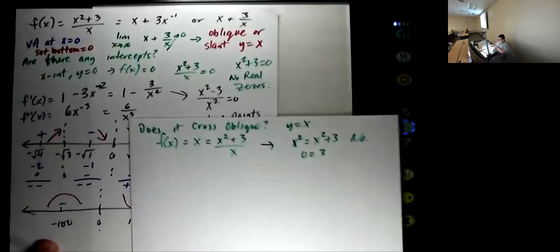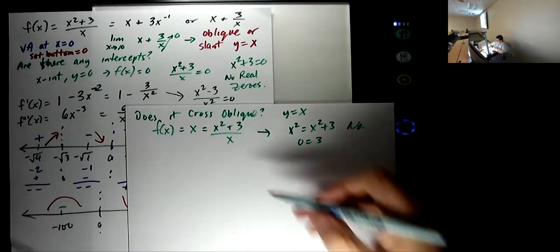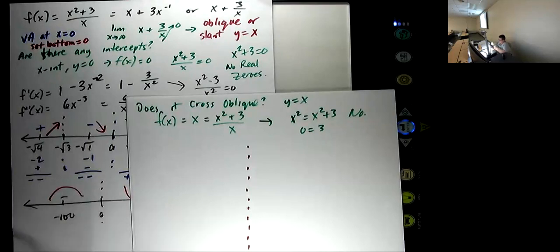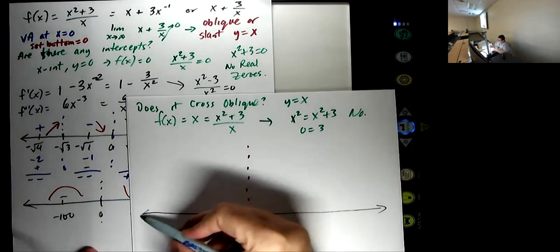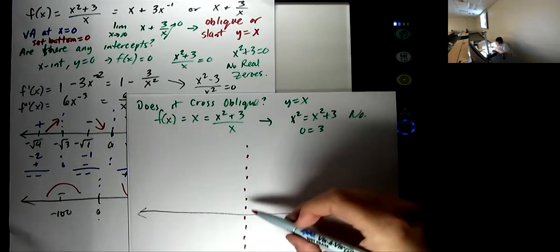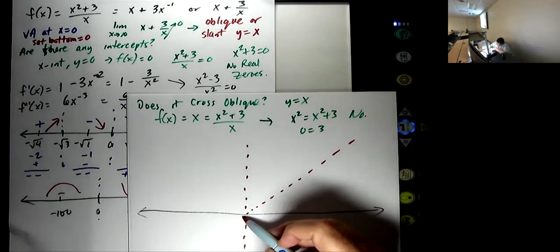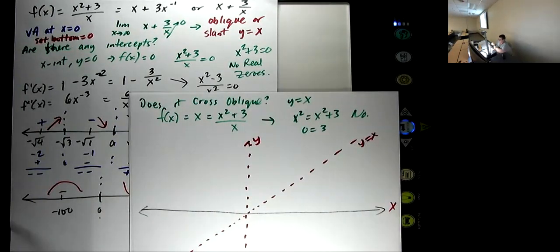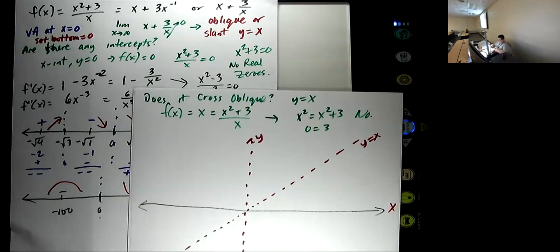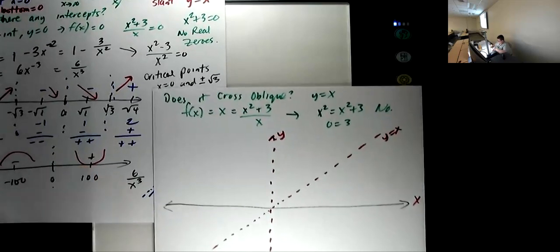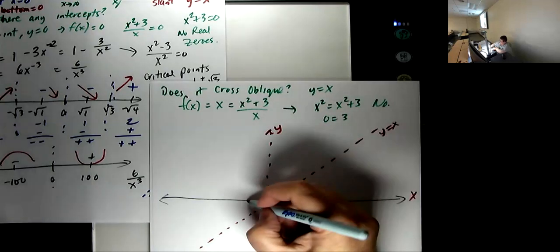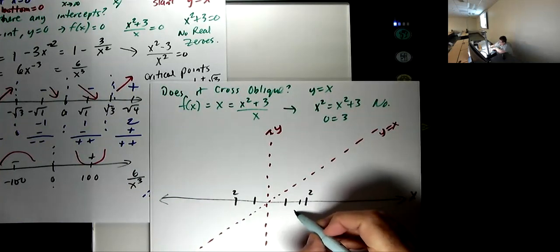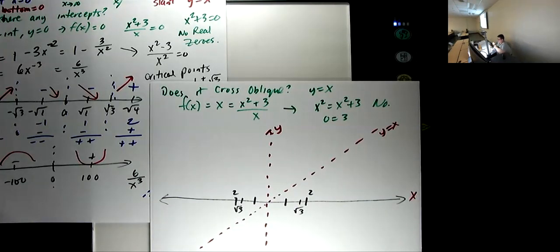So we got a lot of info here to put in. I have a vertical asymptote at the y-axis. We have an oblique asymptote, y equals x, that the graph doesn't cross. We don't have any zeros, but we have critical points at plus or minus square root of 3. Square root of 3 is right there. It's closer to 2 than 1.